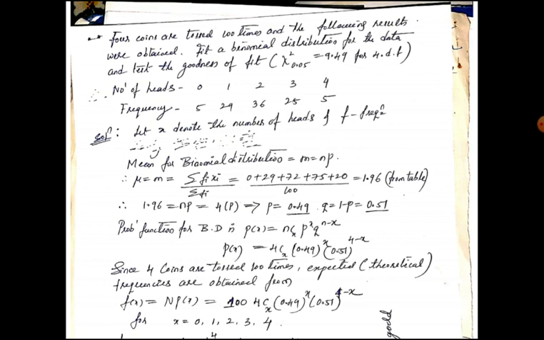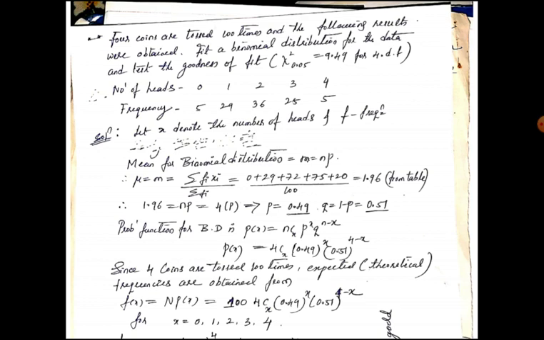Now mean for binomial distribution, this is already derived, m is equal to n into p. Now let us find the mean using the formula summation fi xi by n. Here are your x values, here are your frequencies. Take summation fi xi, 0 into 5, 1 into 29, sum up, then the denominator summation fi is the total frequency, which is 100. On substituting and simplifying, you get the mean value as 1.96.